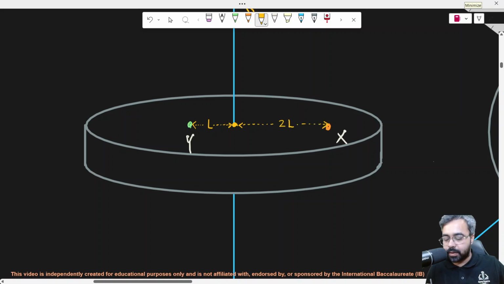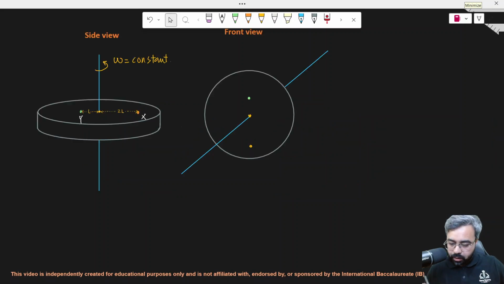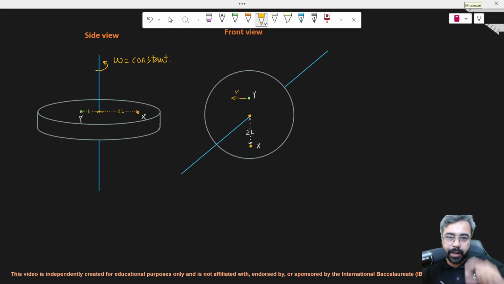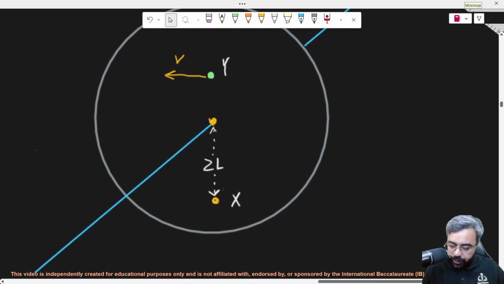the central axis. And if I show you the side diagram, this is the point y, which is at a distance L, and this is the point x, which is at a distance 2L. So the question is, if an object placed at point y has a tangential velocity v, then what will be the velocity of the point x? And what will be the centripetal acceleration of x if the centripetal acceleration of y is A?